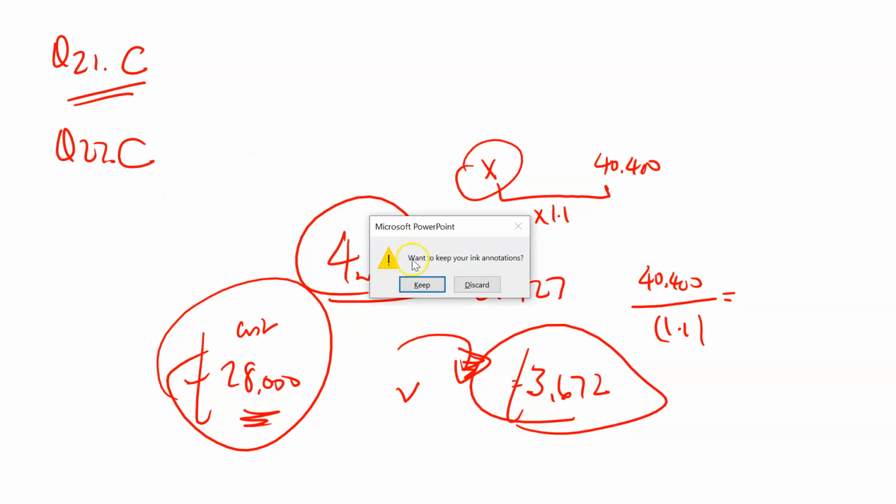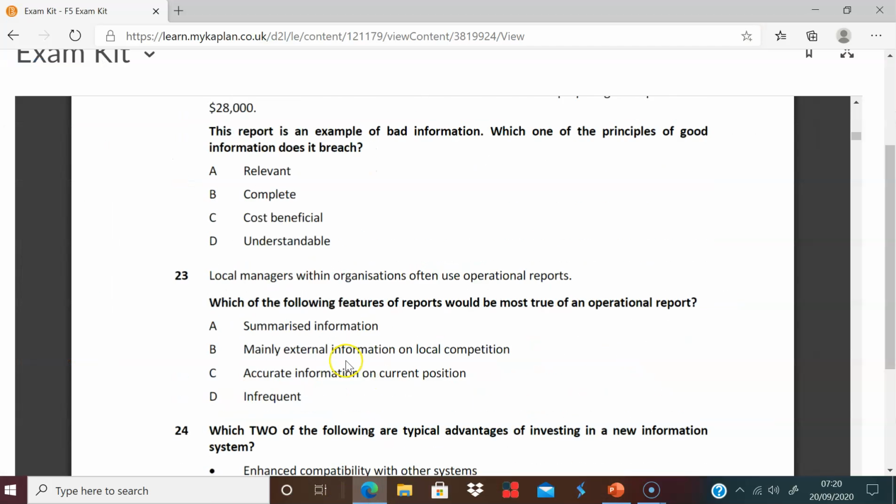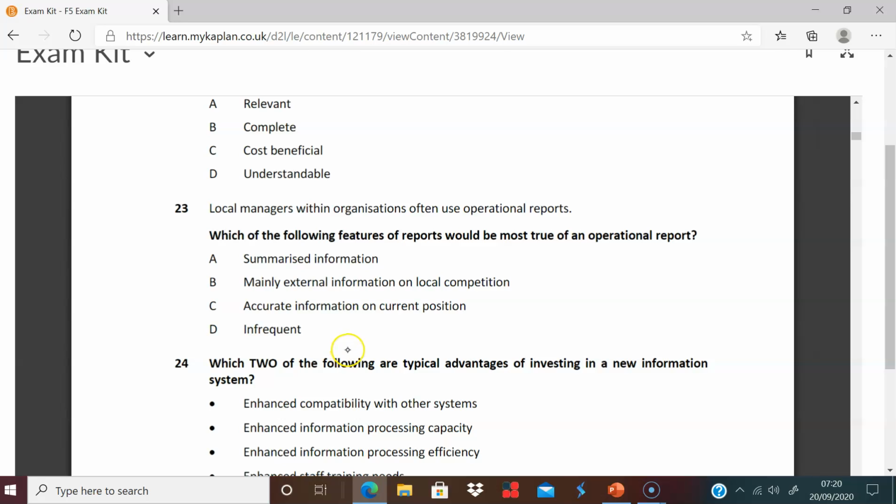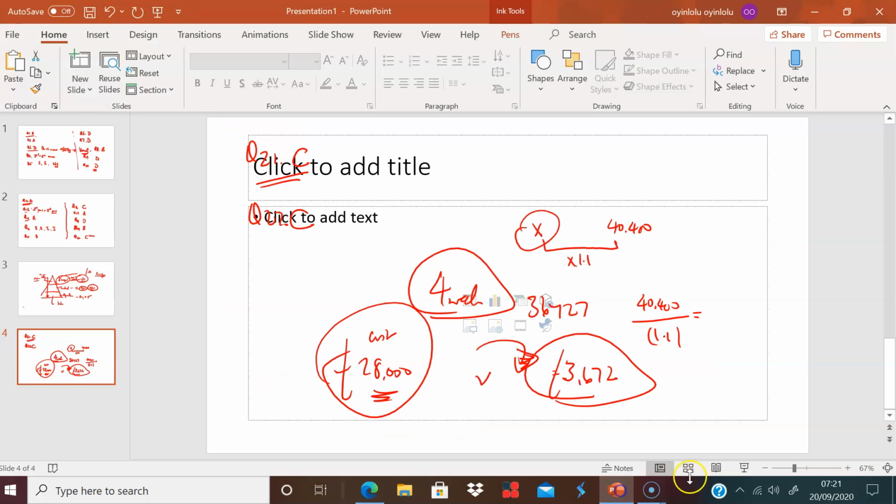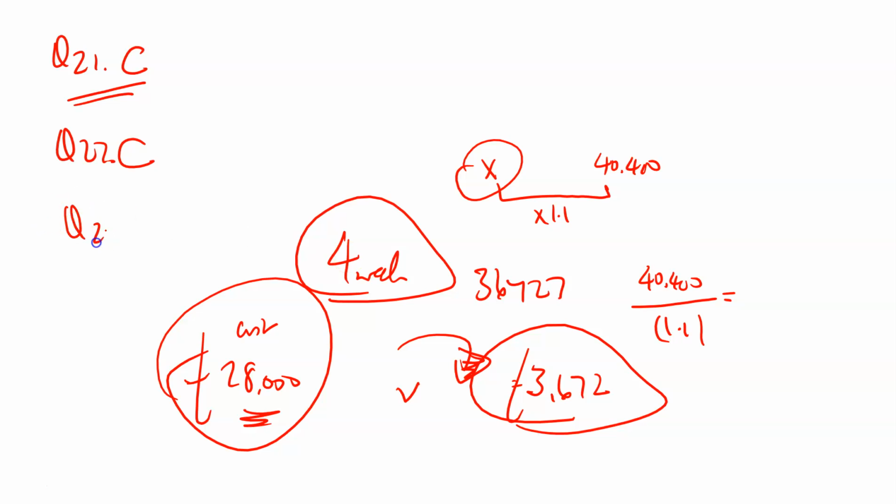Okay, right, let's carry on. Question 23. Local managers within organizations often use operational reports. So this is very much happening on the day-to-day level. So typically it is frequent, so infrequent is not good. It is usually detailed, it isn't summarized, and it isn't external information. It's very much looking at the current position, internal, and it's usually very accurate because they're quite numerical issues. Sales for the day and things like that. So the answer here with 23 is C.